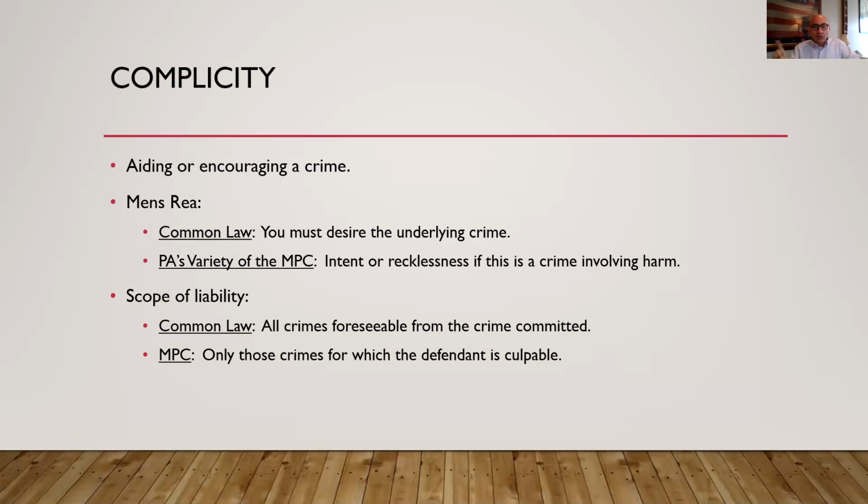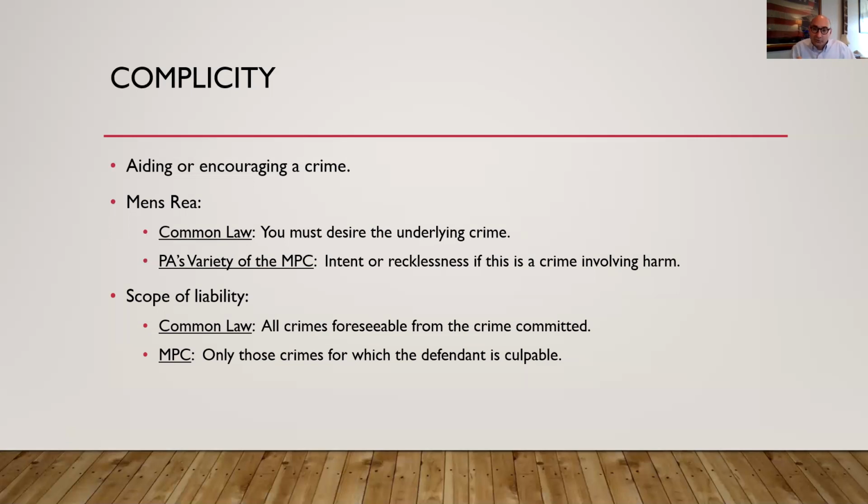There is no crime of complicity. And every year someone will write on the exam, this person is guilty of complicity. That is not a crime. You can be complicit in a crime, and you can be guilty of a crime under a theory of complicity. But when you are complicit in a crime, you are guilty of the crime itself. If you are complicit in a bank robbery, you are a bank robber.